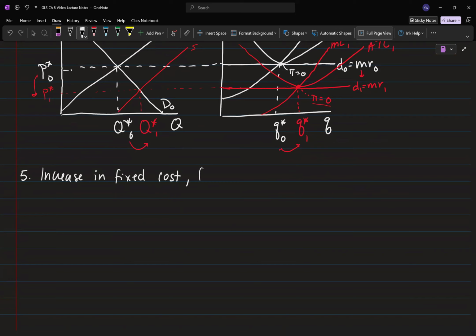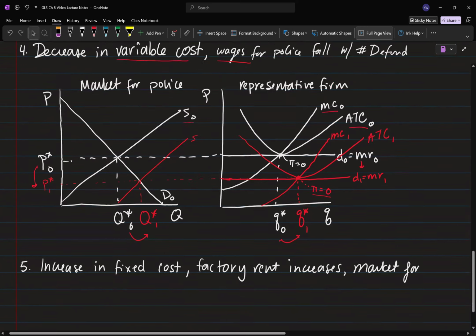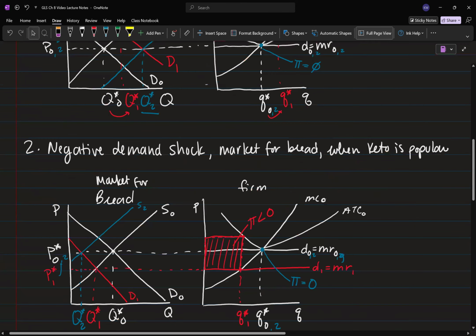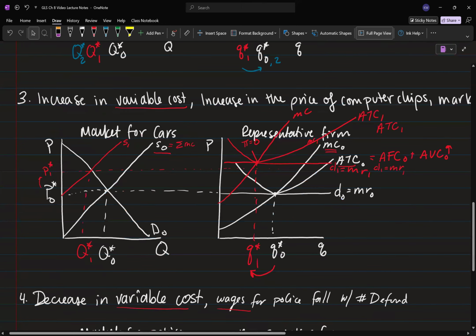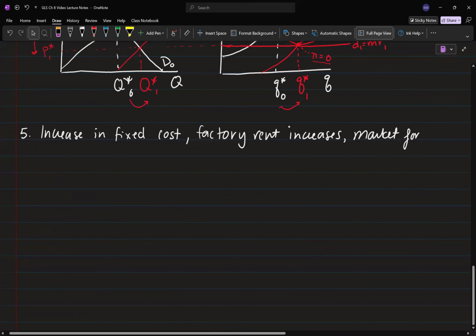And I believe we said for this one, we're going to look at this instance where factory rent increases. And the market we're going to look at is the market for lava lamps, right? So we're assuming that, or is it lava lamps? Let's see what it was. Oh, excuse me, fish tanks, market for fish tanks. And we're assuming that fish tanks are made in a factory. I don't know if that's actually how they're made, but we can assume.